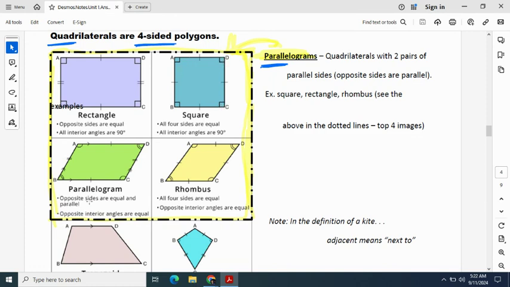A parallelogram, opposite sides are equal like a rectangle, and opposite interior angles. Interior means the angles inside. So if you look, angle A, angle C, they're opposite, those are congruent. B and D, those are congruent. So opposite angles are congruent. A rhombus looks like a parallelogram except that all sides are equal, congruent like a square, but it's slanted, and opposite interior angles are equal.